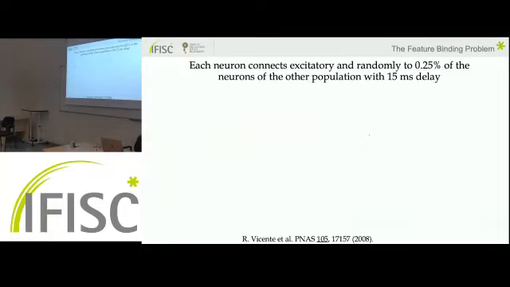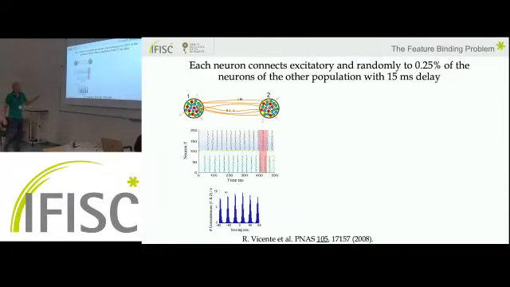So what did we do? Well, we took two populations of neurons. As I did before, we coupled them. We connected them excitatory because we know that long-range connections are mainly excitatory, and randomly with 0.25% connectivity from neurons of one population to the other, coupled with 15 milliseconds. Remember, the time scale of the neuron is of the order of 1 millisecond, so 15 is a lot. It's much larger than the internal time scale of the neuron. So delays are important. I have the two populations here, modeled by the integrate-and-fire system, and I set them to oscillate.